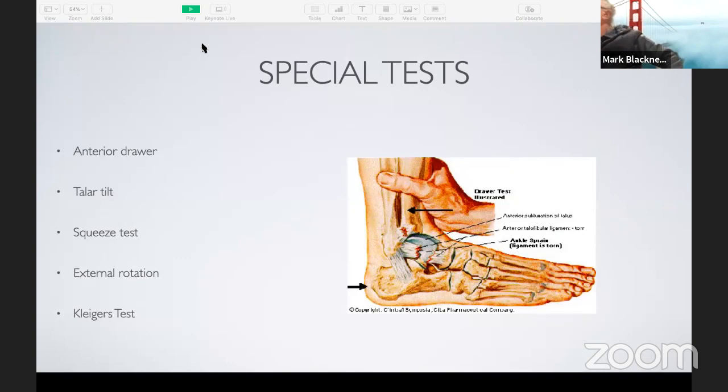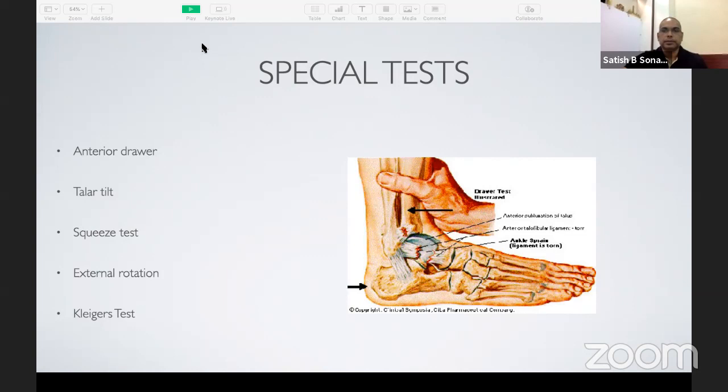The anterior drawer test is the very specific test for a tear of the anterior talofibular ligament. And the inversion test or talar tilt test usually tests both. It is positive when there is a tear in both the anterior talofibular as well as the calcaneofibular ligament. And then the remaining three tests are usually for syndesmotic ligament injuries, and I will cover that.